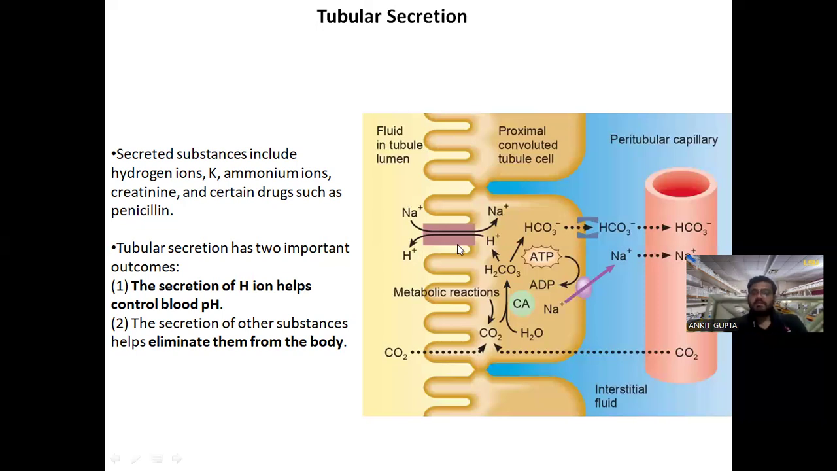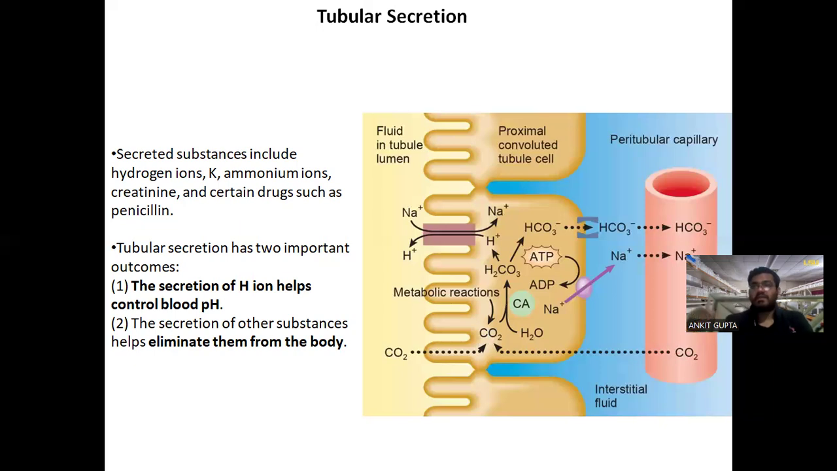So over here we'll be discussing the secretion of hydrogen ion. So what happens is CO2 is there in the fluid in the tubule lumen. CO2 is also there in the blood capillaries. So this CO2 diffuses inside the renal cells. This is the renal cell. Some of the CO2 is already present in the cell because of the metabolic reactions occurring inside the cell. So this CO2 reacts with water, and this reaction is catalyzed by an enzyme called carbonic anhydrase.